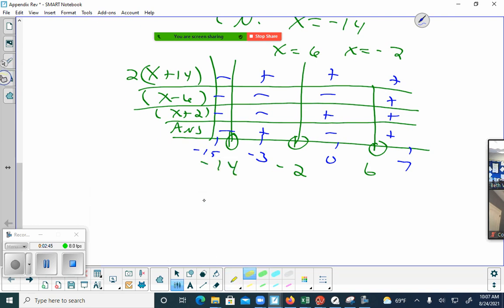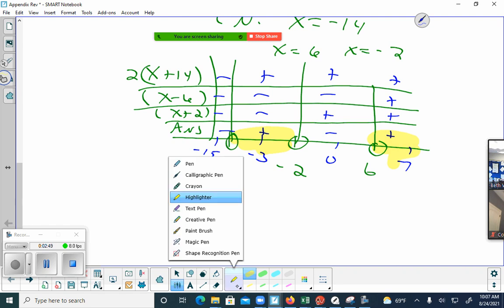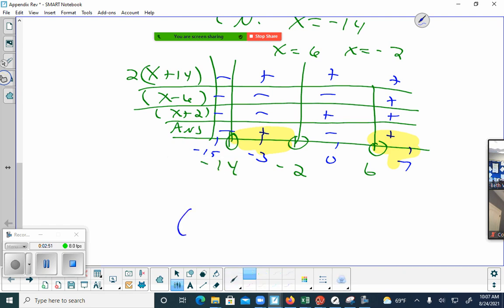So the places where it's positive are here and here. So interval notation will make that look like -14 to -2, union 6 to positive infinity.